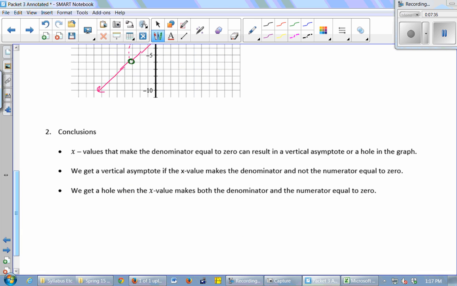X values that make the denominator equal 0 could result in a vertical asymptote or a hole. So if you have a value that has to be excluded from the domain, it could be a vertical asymptote or it could be a hole in the graph. You get a vertical asymptote if the x value makes the denominator and not the numerator equal to 0. But you get a hole if that x value makes both the denominator and the numerator equal to 0.